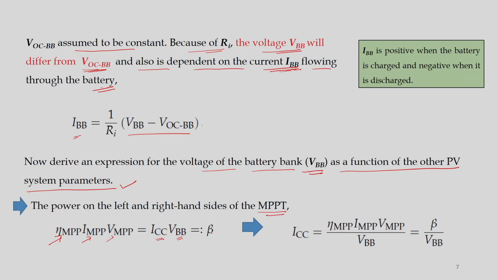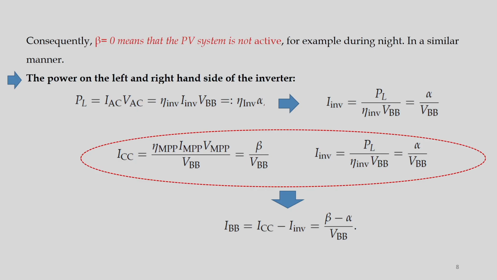So, maybe we can define a parameter called beta, and then from that we can calculate what is I_CC. It is nothing but this expression divided by V_BB. Since this expression is called beta, we can write beta by V_BB. We must also know that this I_BB is positive when the battery is charged and negative when the battery is discharged. So, this information is also required for us.